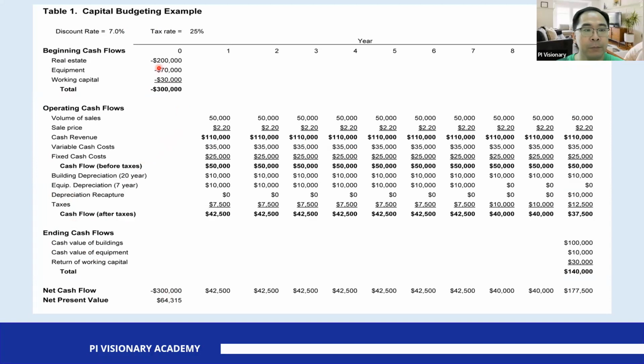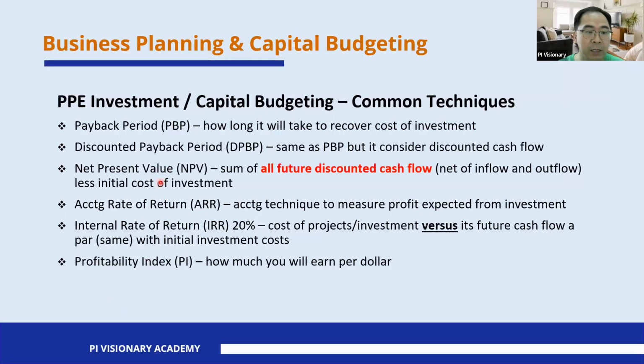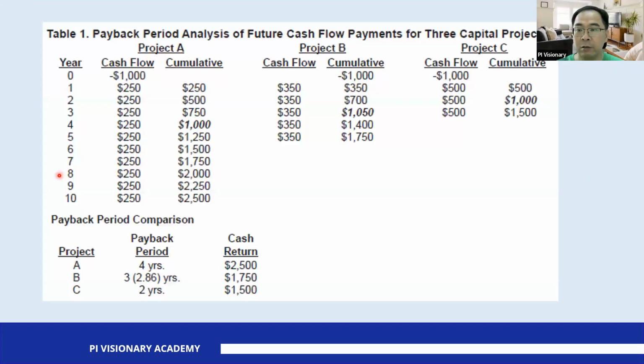This one is to show you, what is it? This one here. Just now I showed you payback period. Now I show you net present value. What is this about? Okay, see carefully.